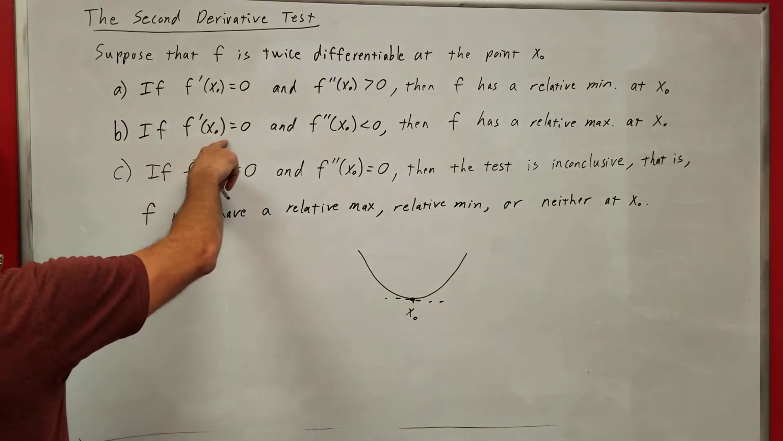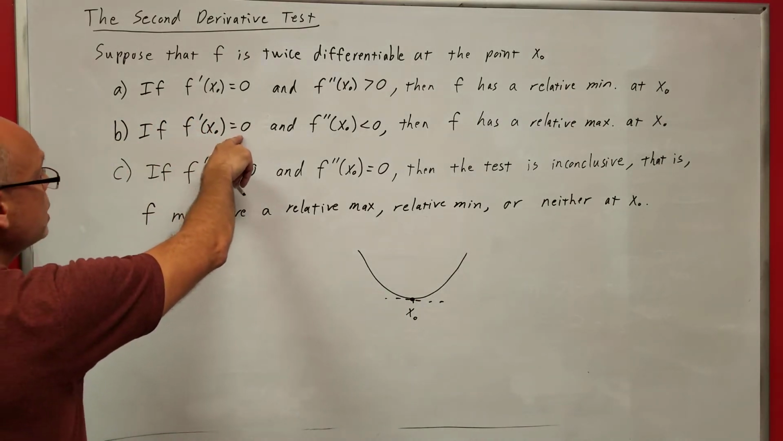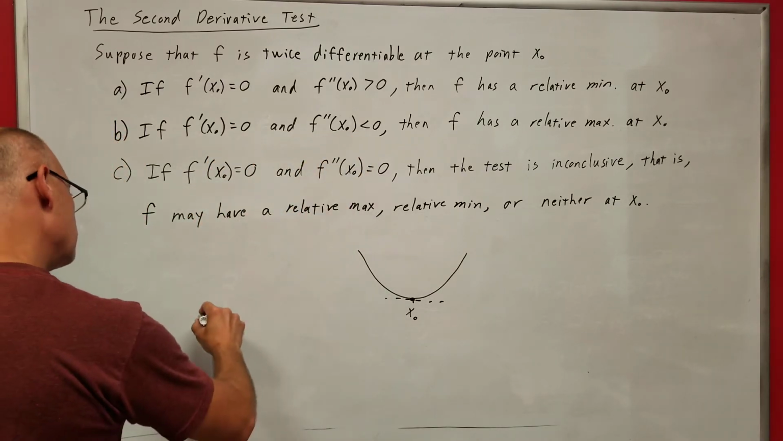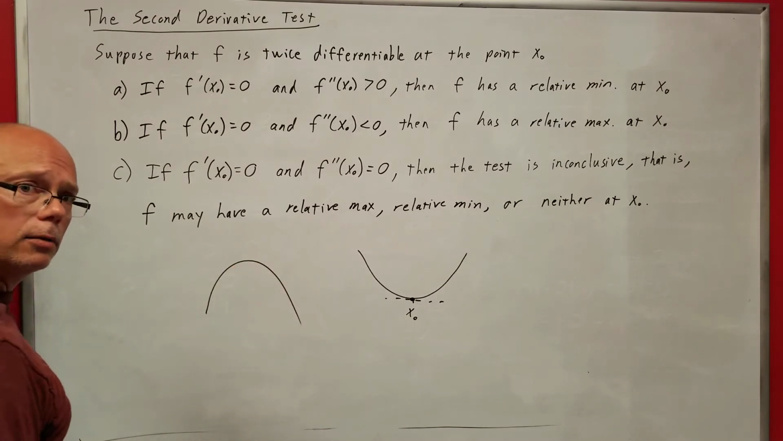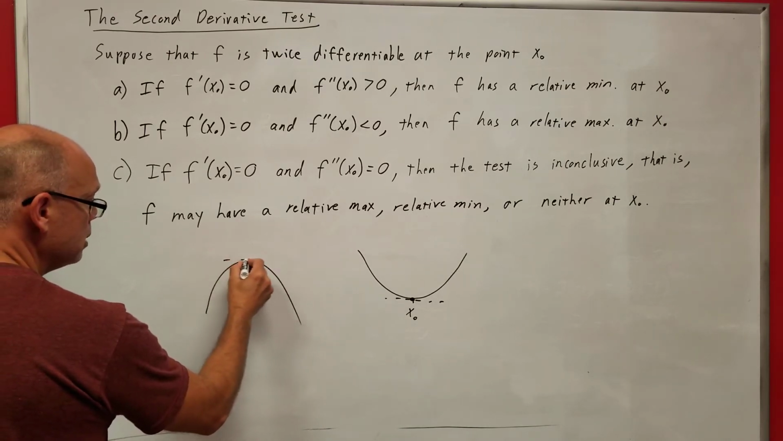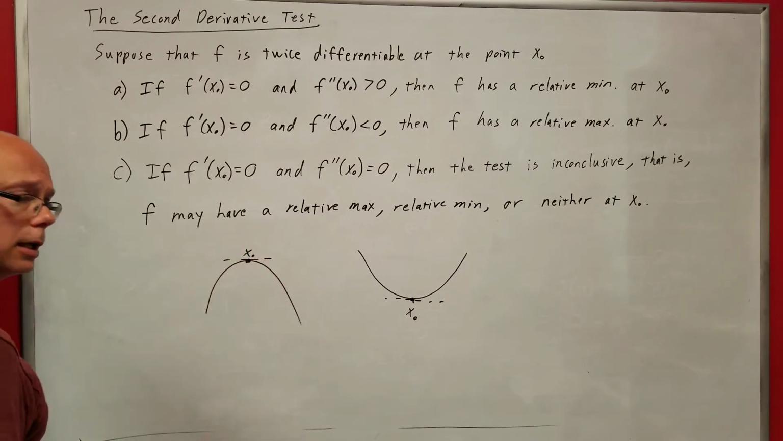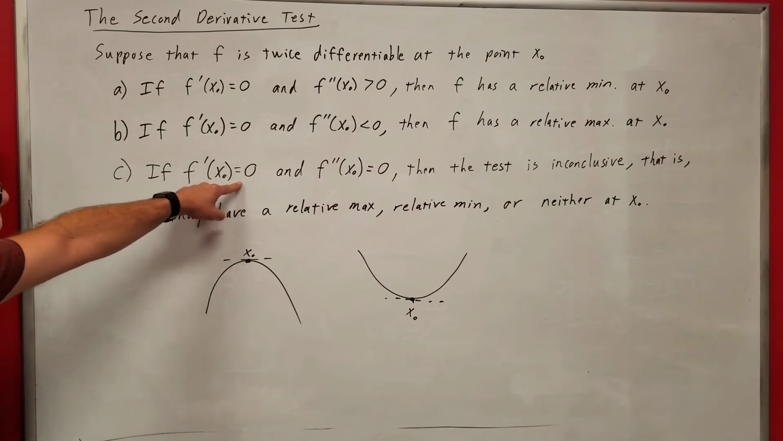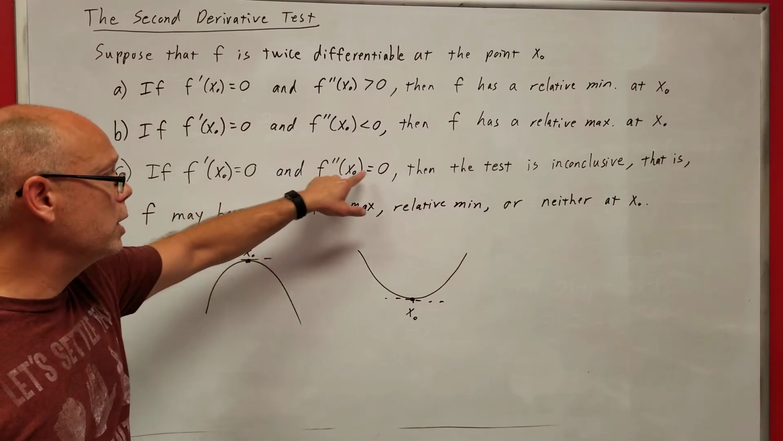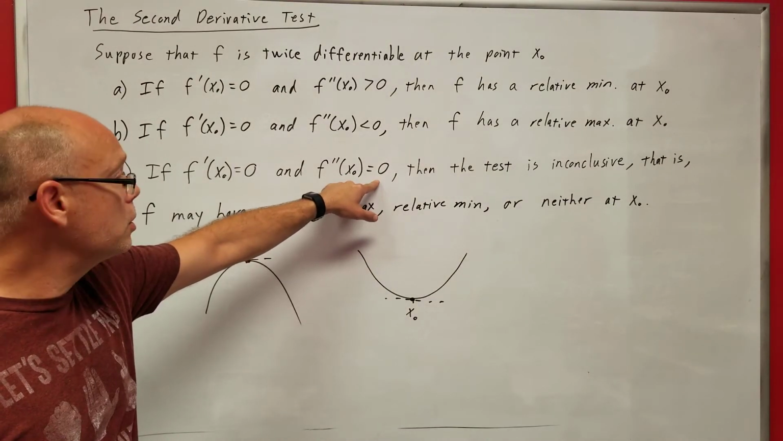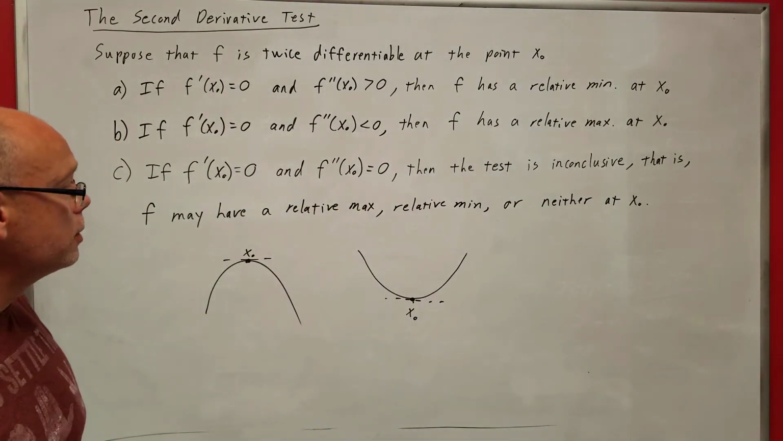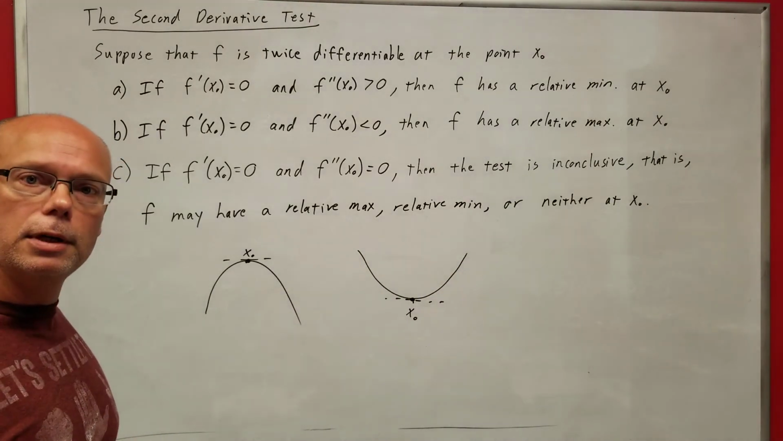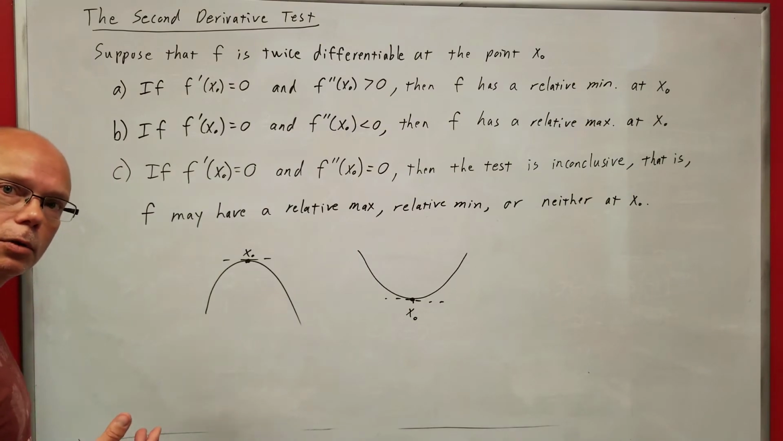What about this one? What if you find where your first derivative is equal to 0 and your second derivative is negative? If your second derivative is negative, that's like your concavity going down, right? And where your first derivative is 0 at that x naught value, then you have a relative max. But what if you find the zeros of your first derivative and you evaluate your second derivative there and it's equal to 0, so neither positive nor negative? Then the test is inconclusive. You may have a relative max, relative min, or neither at x naught. So you have to go back to the first derivative to find out for sure.